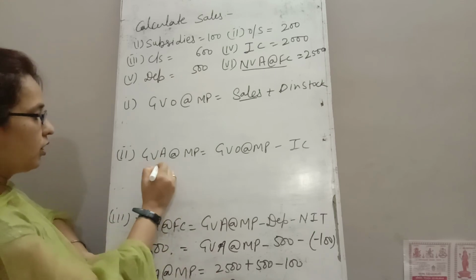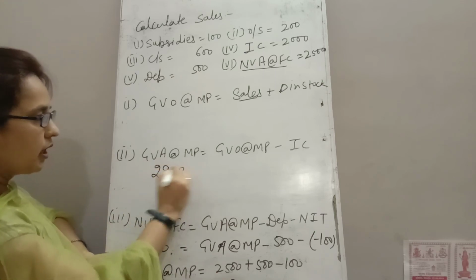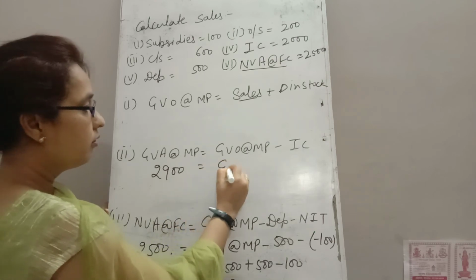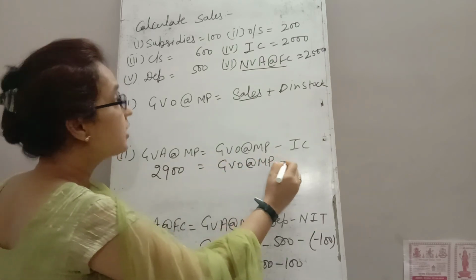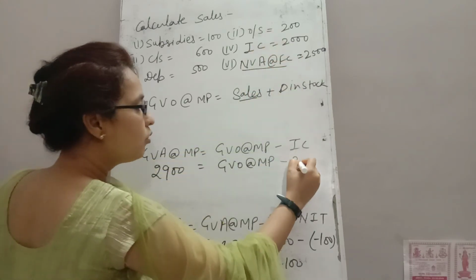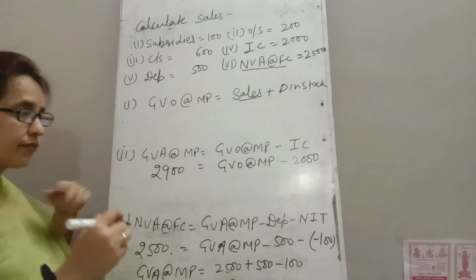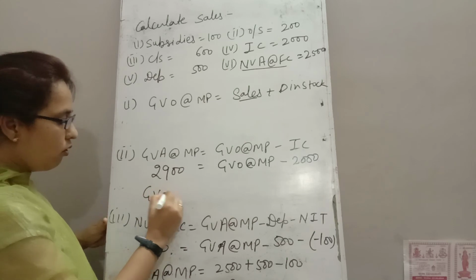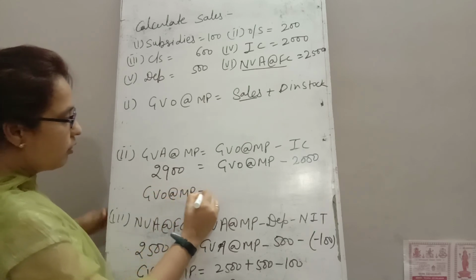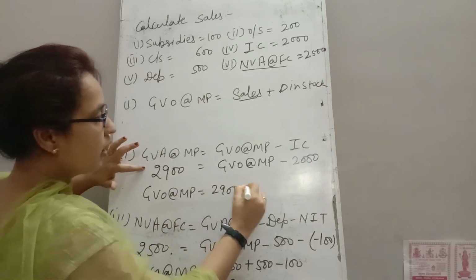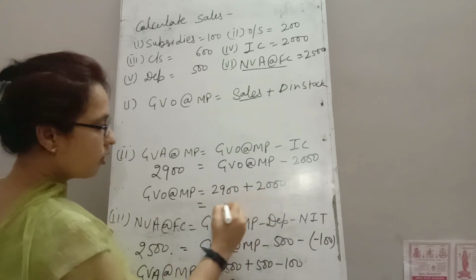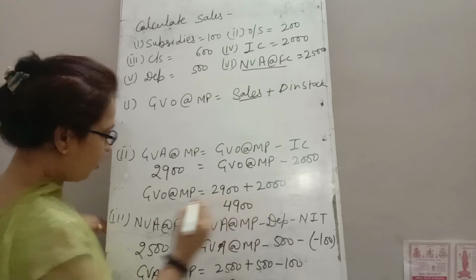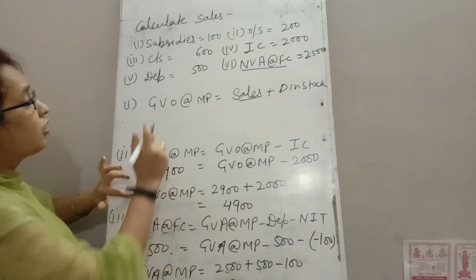Post this value here, 2900. Now from this formula we are able to calculate GVO at MP minus IC. How much is it given? 2000. Clear? Now GVO at MP equal to 2900 plus 2000. How much is it? 4900. That will be GVO at MP.